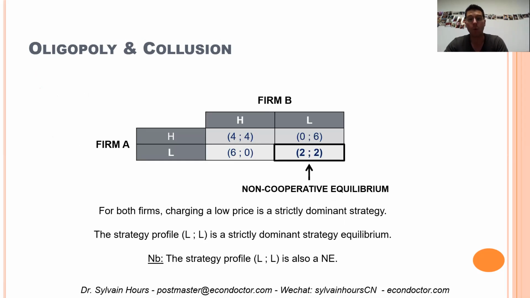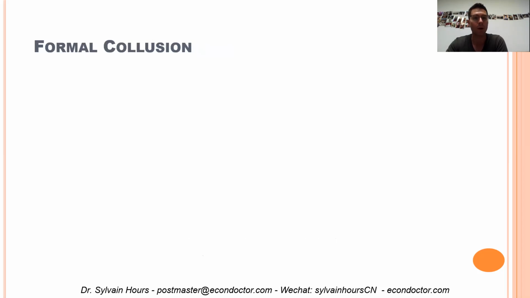We will see why it is not possible in what we call a one-shot game. And it's never possible to achieve a collusive agreement if we only repeat the game once. Okay, so let's have a look at the two main forms of collusion. Let's start with formal collusion, simply because that's the easiest to analyze.